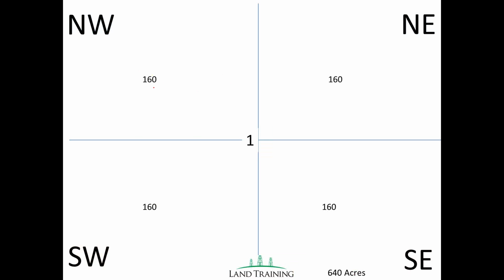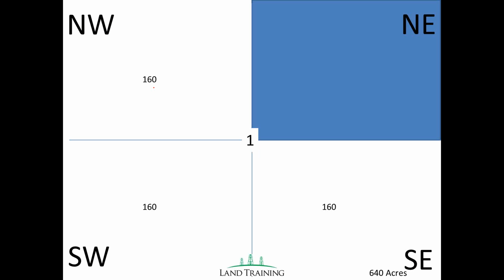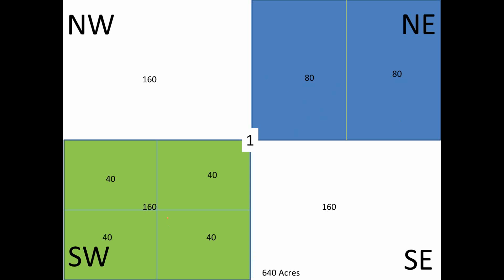Now we can take that 160, and that would be the northeast, and we can divide it in half. So we're dividing 160 in half. What's that going to be? That's going to be 80. Half of 160 is 80. So this side is going to be 80 acres, and this side is going to be 80 acres. Now we can divide that 80 in half. Let's look at it over here in the southwest quarter. We're dividing that 80 in half. That means each of these halves are going to be 40 acres each.